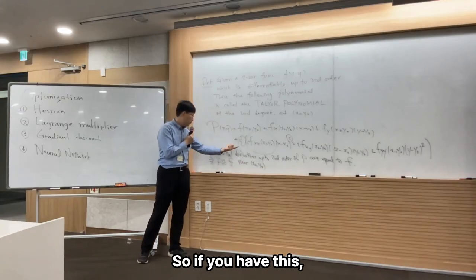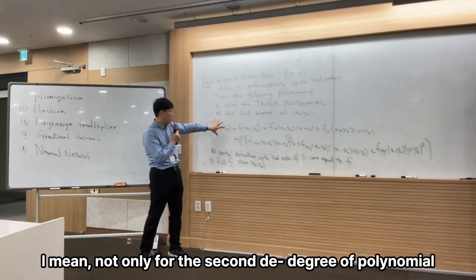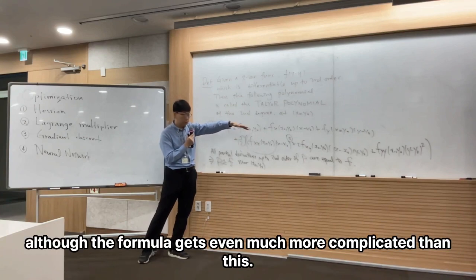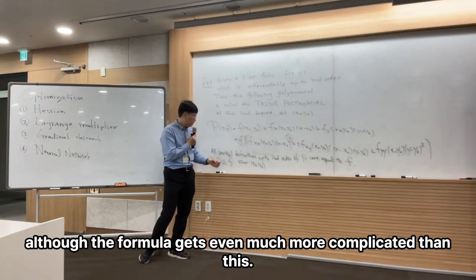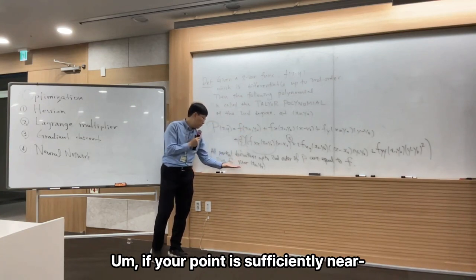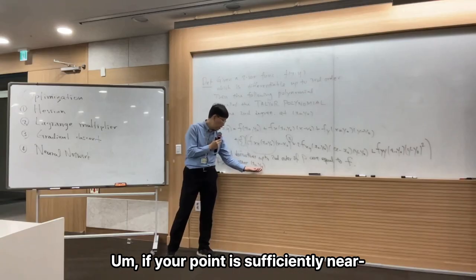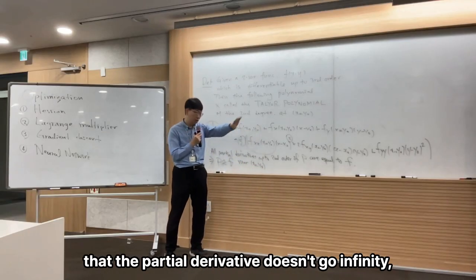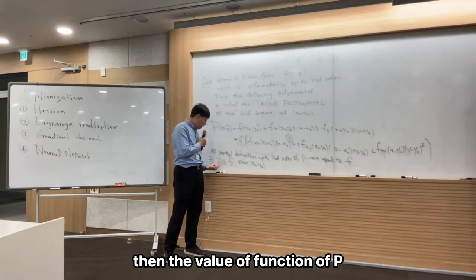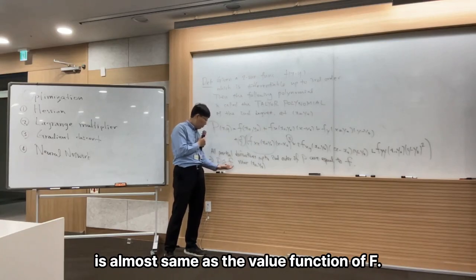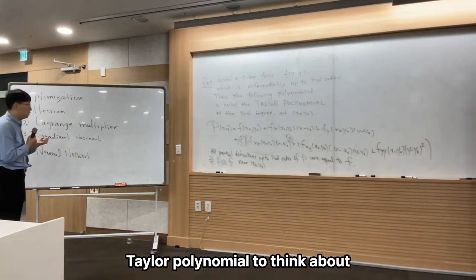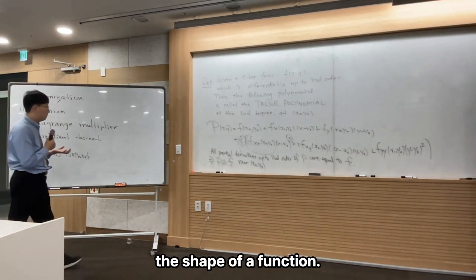So not only for the second degree polynomial, you can get an nth degree polynomial, although the formula gets much more complicated than this. If your point is sufficiently near these points and you have a certain condition that the partial derivative doesn't go to infinity, then the value of p is almost the same as the value of f. So that's the point of why we're using the Taylor polynomial to think about the shape of a function.